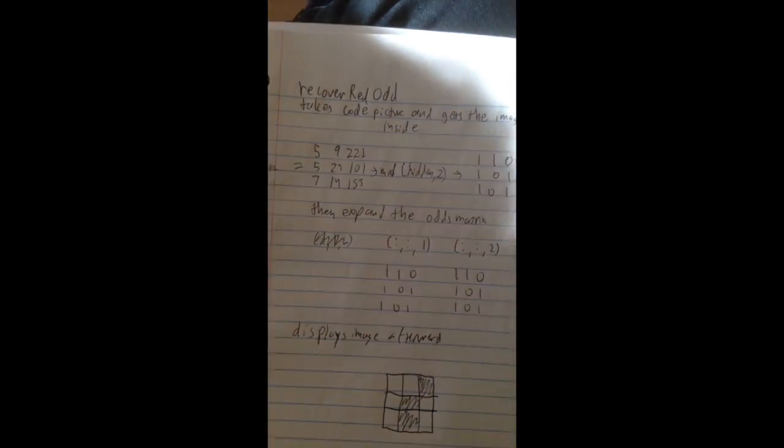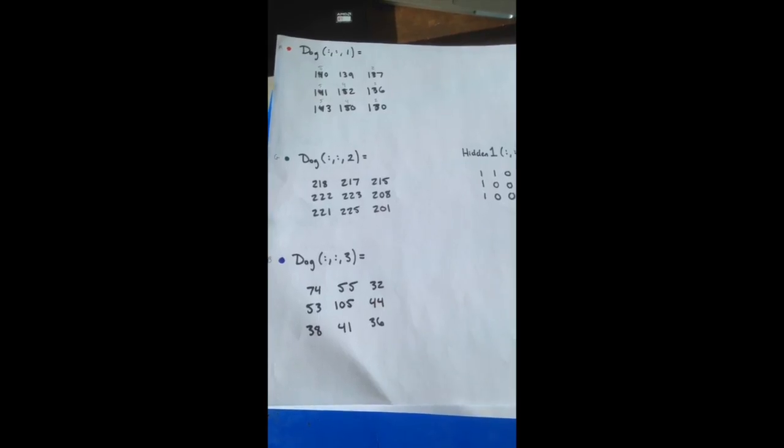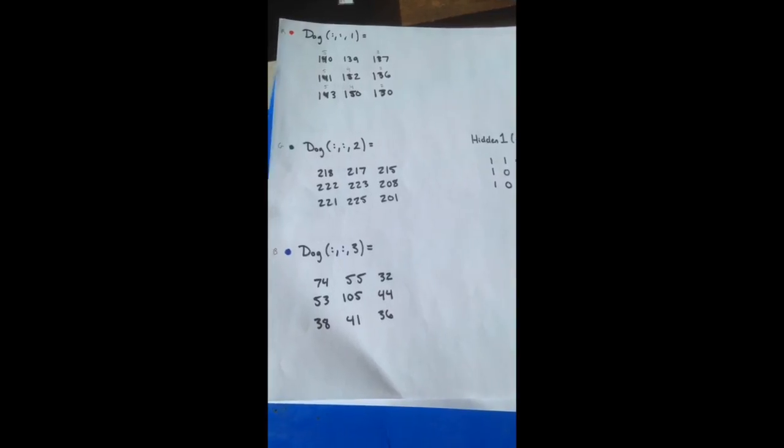For recover blue odd, it's essentially the same as recover red odd, except this time we take the third layer of the encoded image. So the recovery of the second odd blue is the same thing as the recovery of second odd red, except it looks at the blue array instead of the red array.